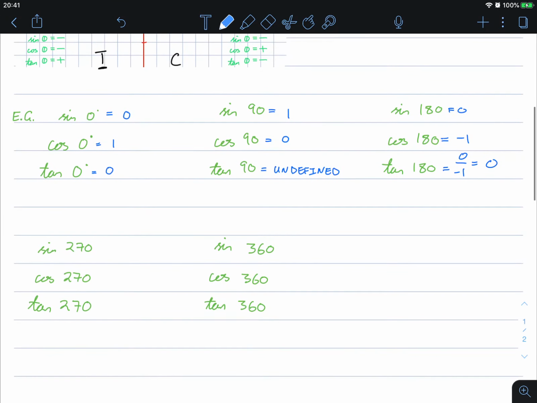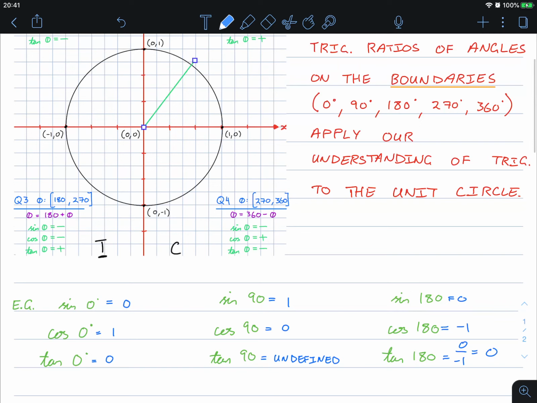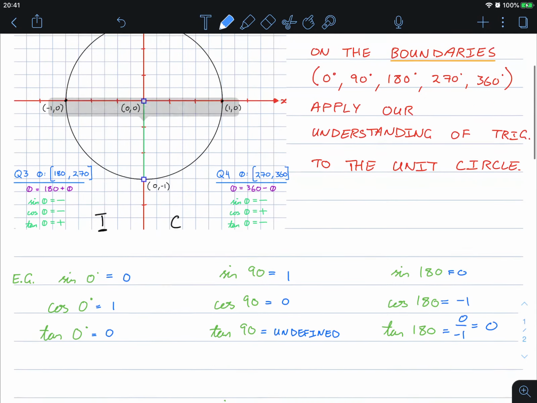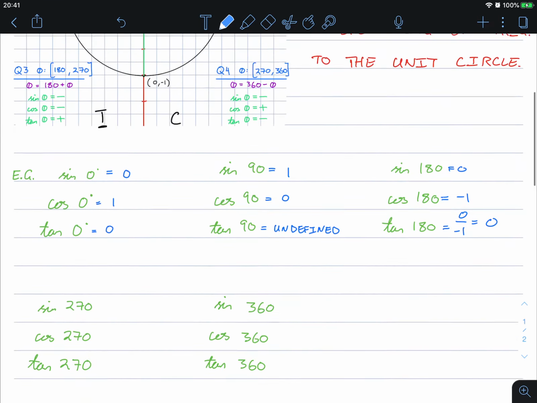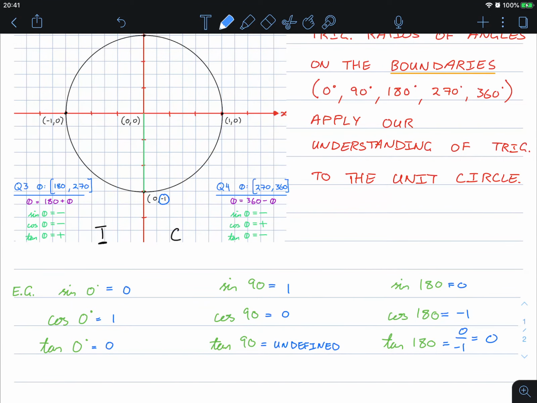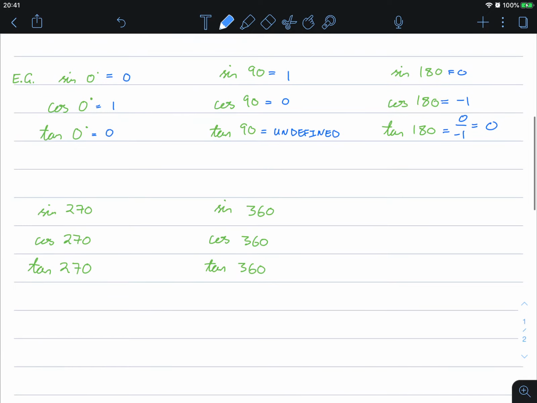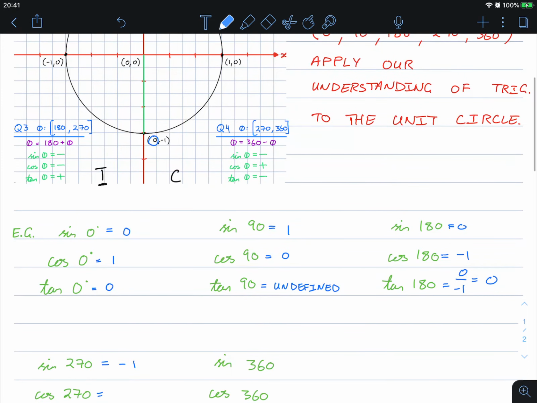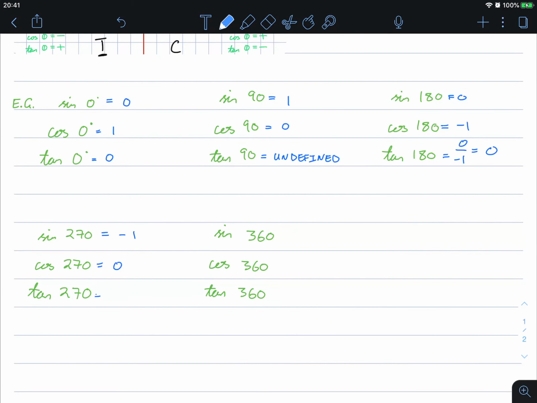Let's take a look now at 270 degrees. That's 0 degrees, 90 degrees, 180 degrees, and 270. At 270, the y value is -1, so sine of 270 is -1. Cos of 270, well, that's just 0. Tan of 270, that's -1 divided by 0, which once again, anything divided by 0 is undefined. So I'm just going to copy this one.